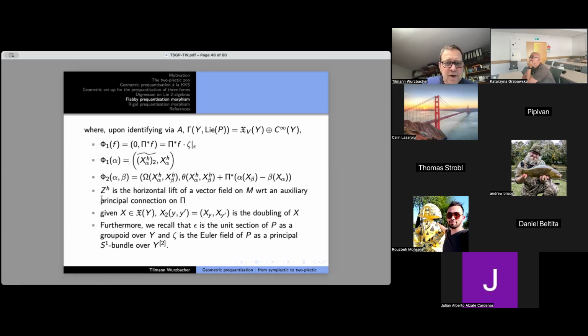Okay, so here it's written: ZH, the H there is a horizontal lift of a vector field on M with respect to an auxiliary principal connection. Here, this is a doubling of a field. So I take alpha, I take the associated field, I lift it, I double it, and I lift it again to the principal bundle. But maybe I don't want to go into the formula so much. This is a correction term here.